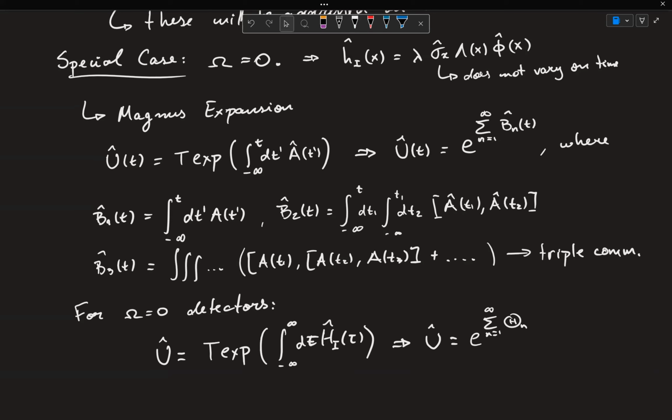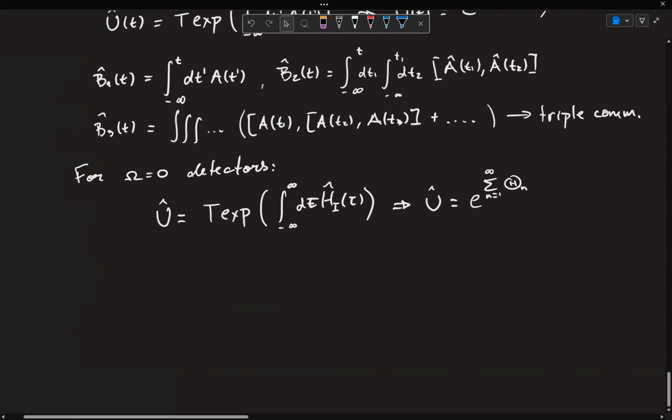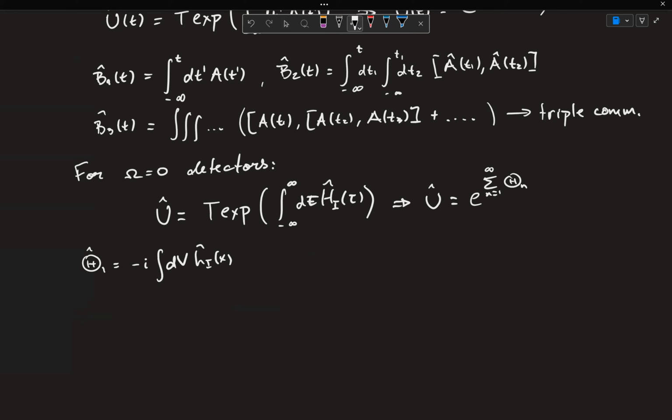I don't know why I decided to call them theta here, but theta 1 is going to be minus i the integral dV of the Hamiltonian of x. But this is just going to be minus i lambda. Now mu leaves the integral because mu doesn't depend on tau, mu doesn't depend on x. And we only get the phi lambda, where lambda is the spacetime smearing function. So it's a pretty simple operator. This is literally just this smeared field operator.